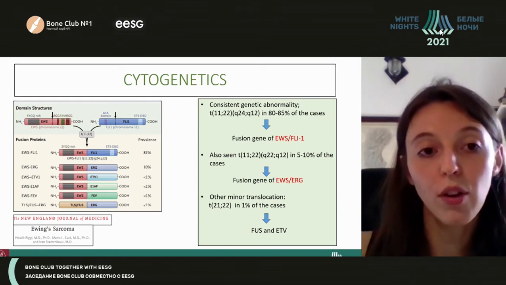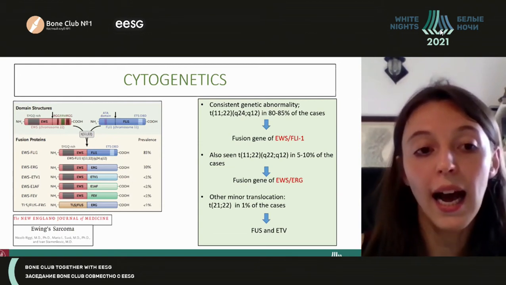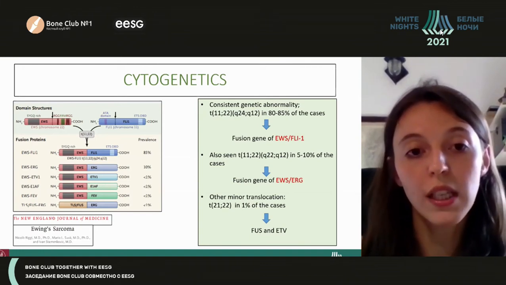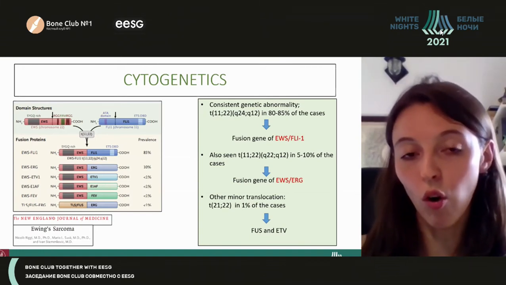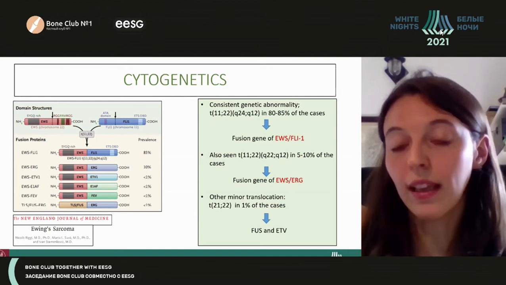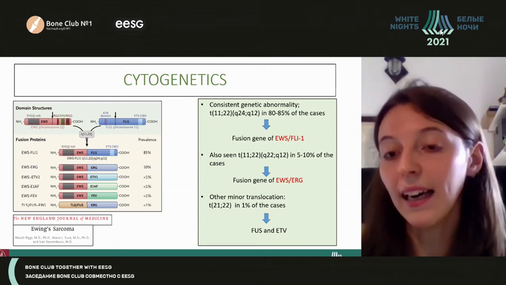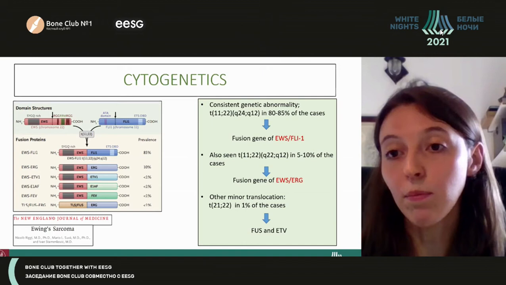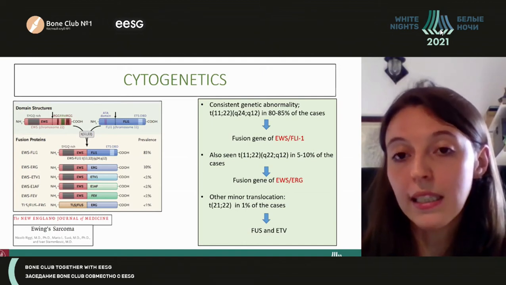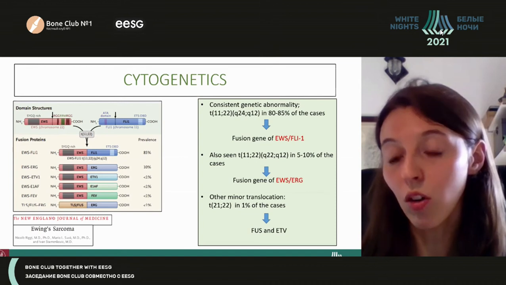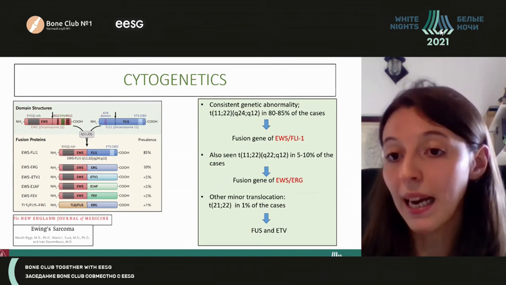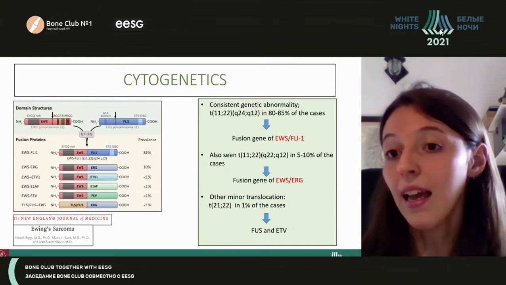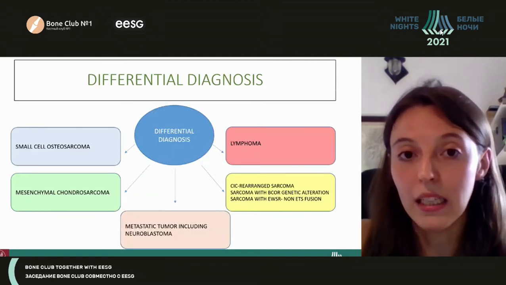In fact, we can see from this image taken from the New England Journal of Medicine that other genes such as FUS and ETV can be involved. And what is really important is that these fusion genes act as aberrant transcription factors because they can activate some genes with oncogenic properties, but at the same time they can even repress some other genes with mechanisms that are still not really clear. So of course this means that they act with an epigenetic mechanism.